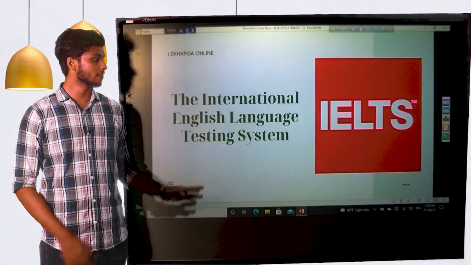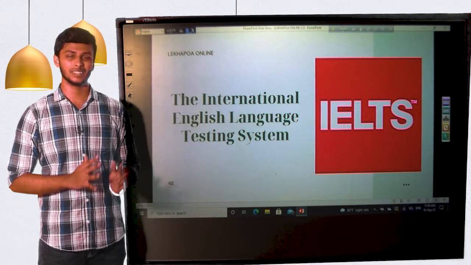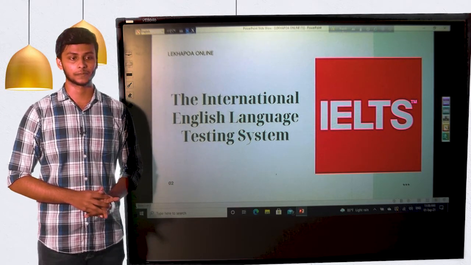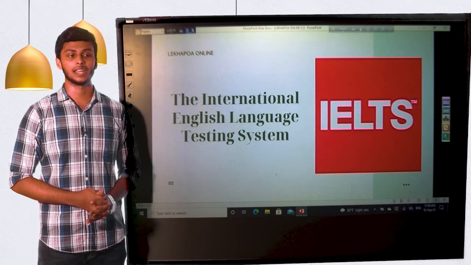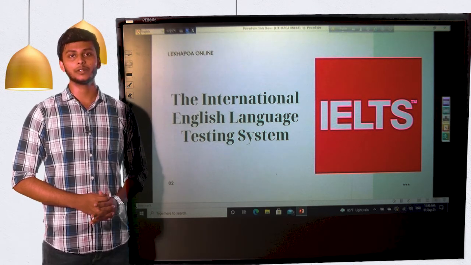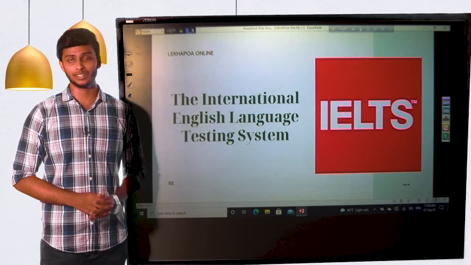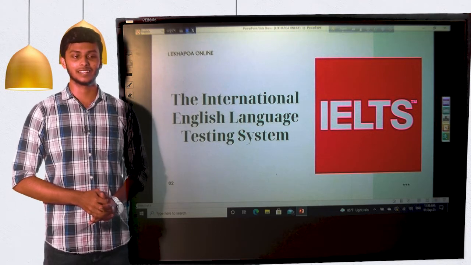This test basically evaluates your English based on two skills, and those are receptive skills and productive skills. The receptive skills are listening and reading, and the productive skills are writing and speaking. Therefore, your ability to listen, read, write and speak in English will be assessed during the test. Now, IELTS is the world's most popular and most accepted English language proficiency test for higher education or global migration.